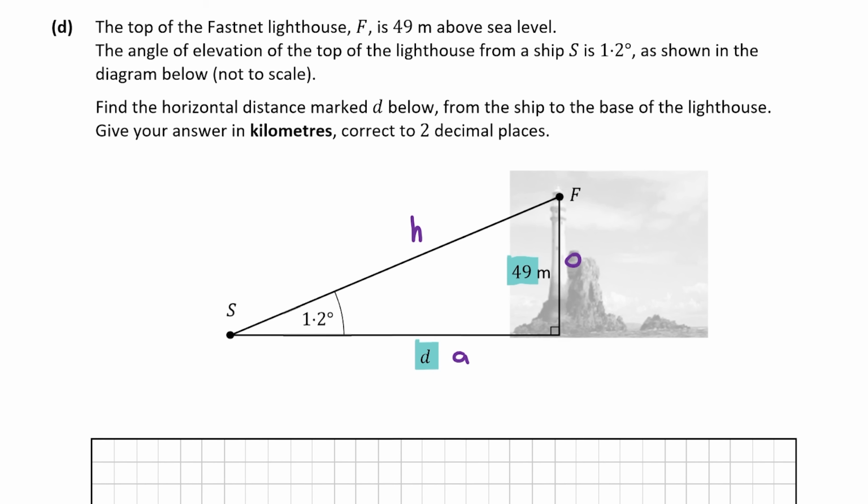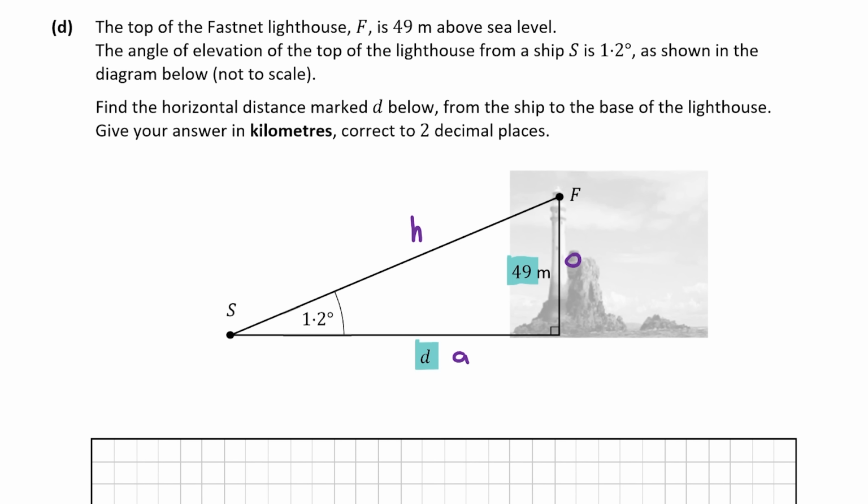So I have the opposite, and I'm trying to work out the adjacent, so that means I'm going to use tan. I don't have the hypotenuse, so I can't use it, and I'm also not trying to find it, so we don't have to worry about H at all. This time we have the angle as 1.2 degrees. When you're using the opposite and the adjacent, that's going to be tan.